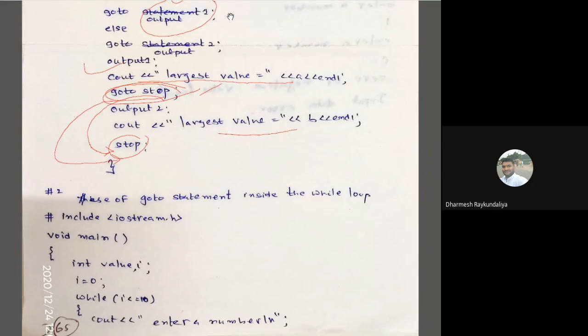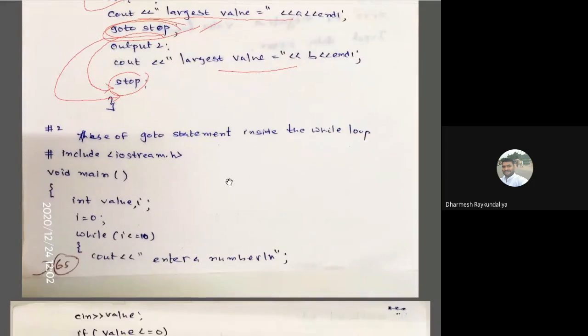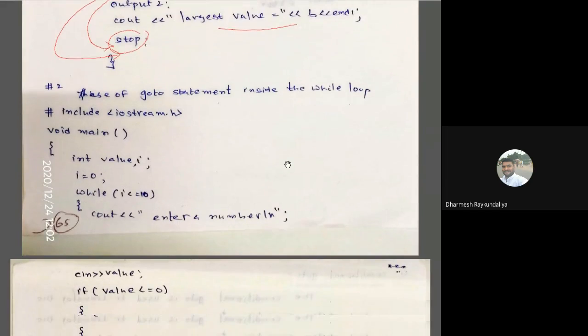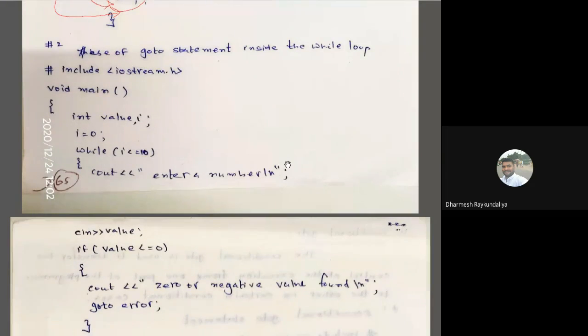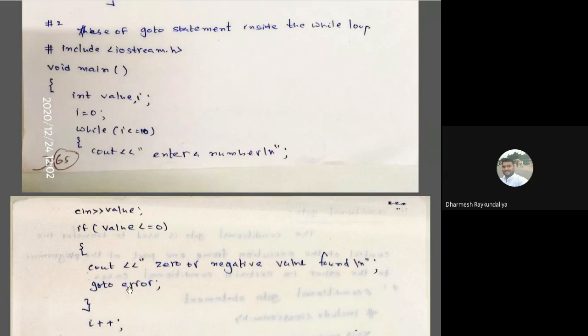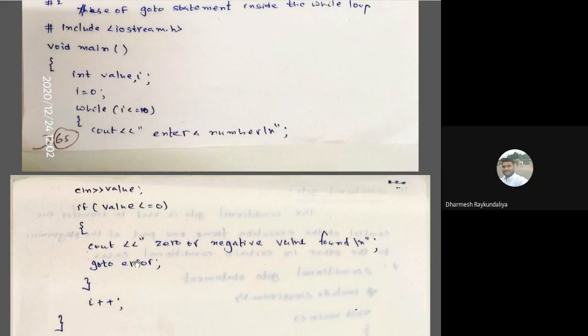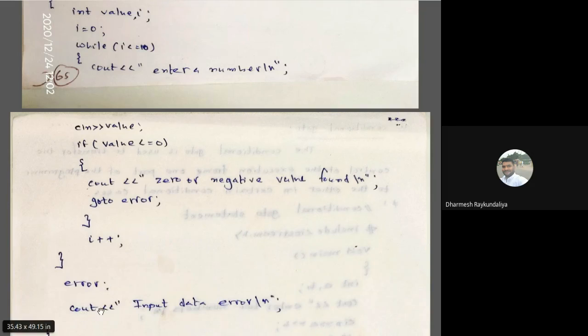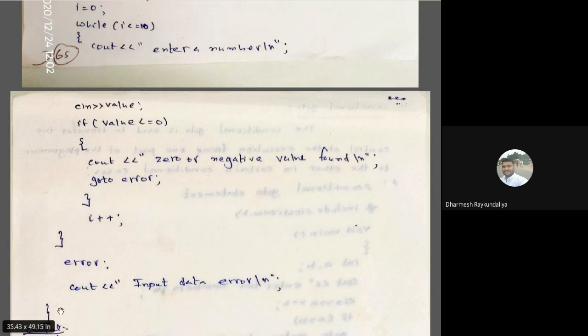we will see the use of the go to statement inside the while loop. So integer value I equal to 0, while I less than equal to 10, cout enter a number, you will enter some numbers. And then if value is less than equal to 0, it will print the error. And now once the error is there, you wish to transfer your control from this segment to the error. So where error is written here, it will say input data error and the program is over.